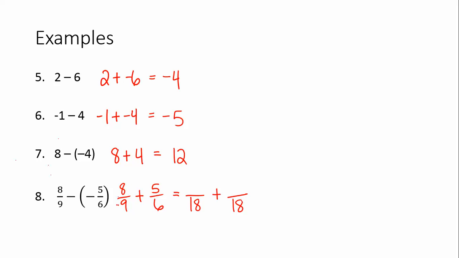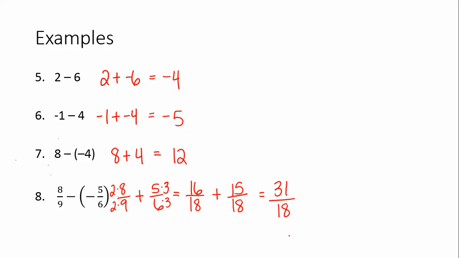We multiply 9 by 2, so we need to multiply 8 by 2, so we get 16 over 18. We multiply 6 by 3, so we also need to multiply 5 by 3 and get 15 over 18. Now when we add the fractions, 16 plus 15 is 31 over 18.